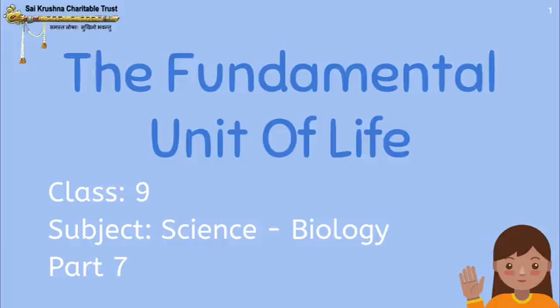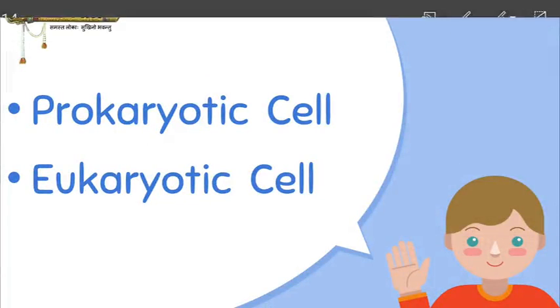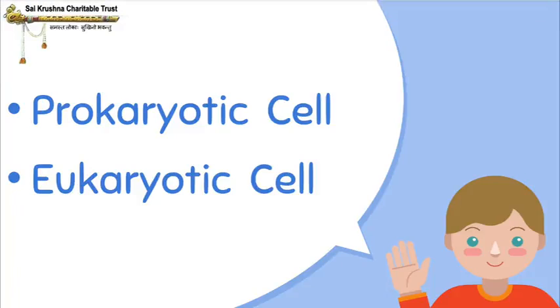In the previous videos, we have learnt about the different components of the cell. We studied about the cell wall, cell membrane and the nucleus. In this video, we are going to learn about the different types of cells: the prokaryotic cell and the eukaryotic cell. We have already studied this in class 8. Let us revise it one more time, okay?